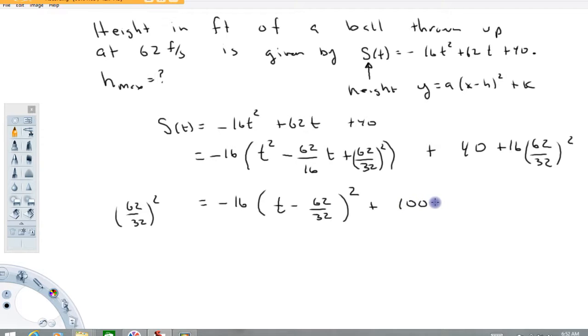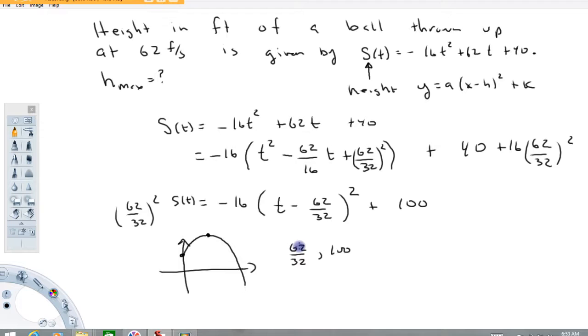So what have we learned here? This function, s of t, is parabolic because of the squared. It opens down. If I do a quick sketch, you'll notice that if I put t equals 0 in, I get plus 40, so this one starts up here. It's looking something like this. We're not going to need this intercept to answer the question. The vertex is here, and it is at the point 62 over 32, 100.